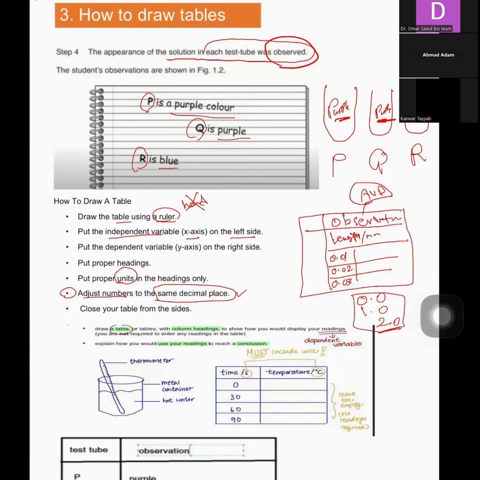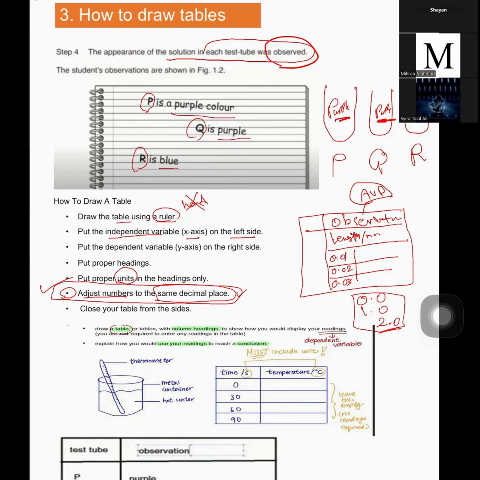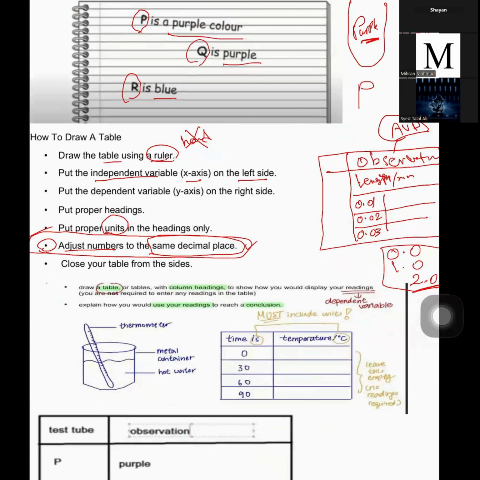I need just your confirmation for this point. Do you understand? Because this point is very important. If you understand it, please raise your hand. Most of the students lose marks in this, that they don't give the number to the nearest decimal place. Okay? Next, let's go for this table together.